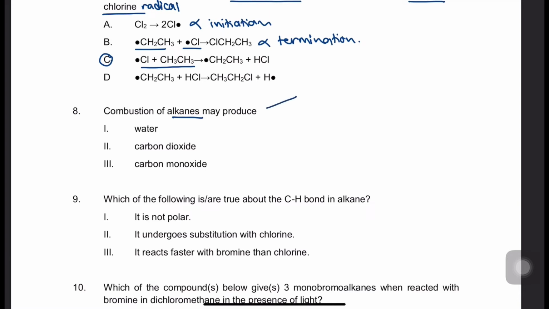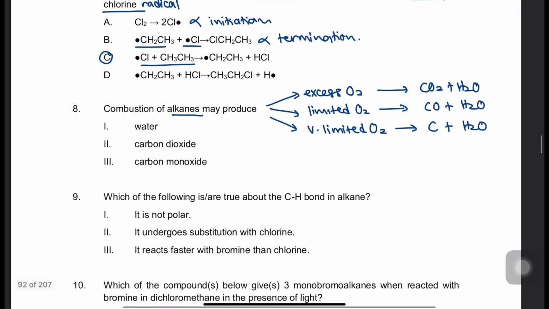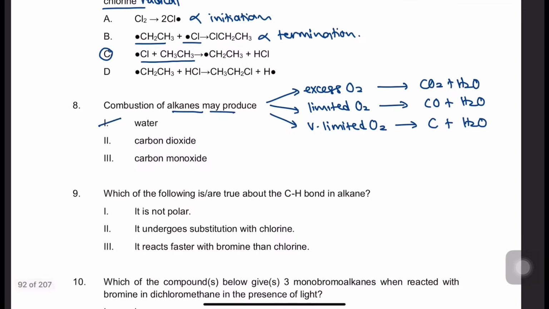So here you have to recall that we have got three situations for the combustion of alkanes: excess oxygen, limited oxygen, and very limited oxygen. Excess oxygen produces carbon dioxide and water as products. Limited oxygen produces carbon monoxide and water. Finally, if the oxygen supply is very, very limited, your products would be just carbon and water. So the combustion of alkanes here, they did not say which situation this is. So it may produce water, definitely, carbon dioxide, and also carbon monoxide. So all three is our answer.